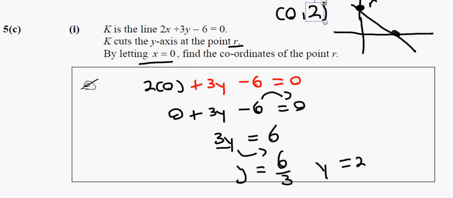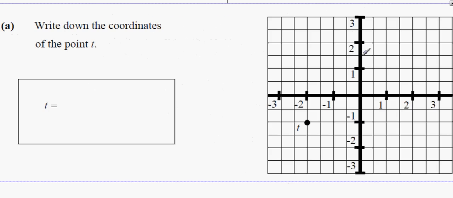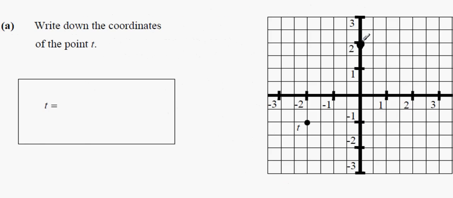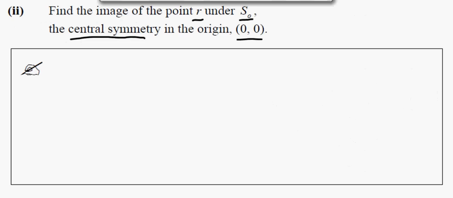So the point R is 0, 2. So I'm going to use this diagram here to do this, right? This is R here. R is 0, 2. What you have to do is bring it all the way down into the middle and then extend it the same distance back. So the image of R will be 0 minus 2. Okay? So the answer for this question here is going to be 0 minus 2. Okay.